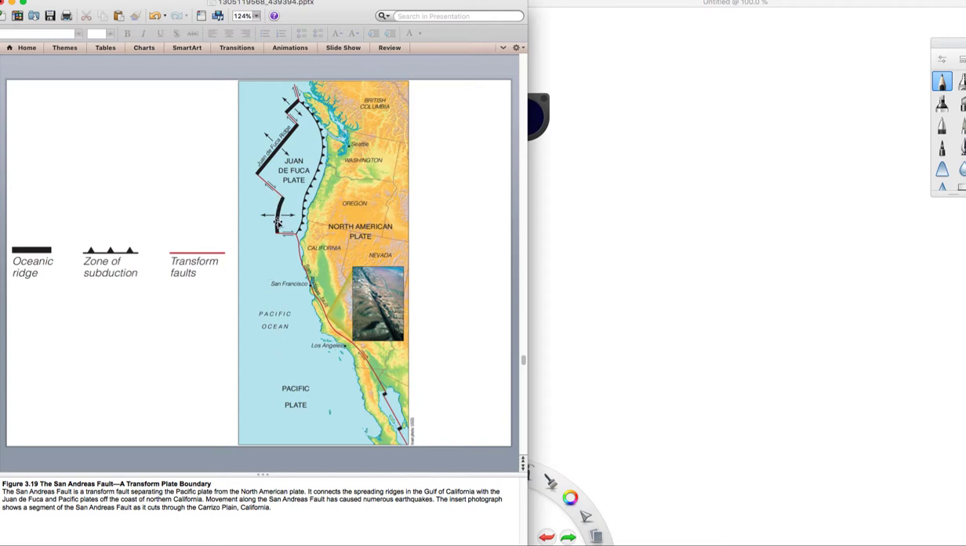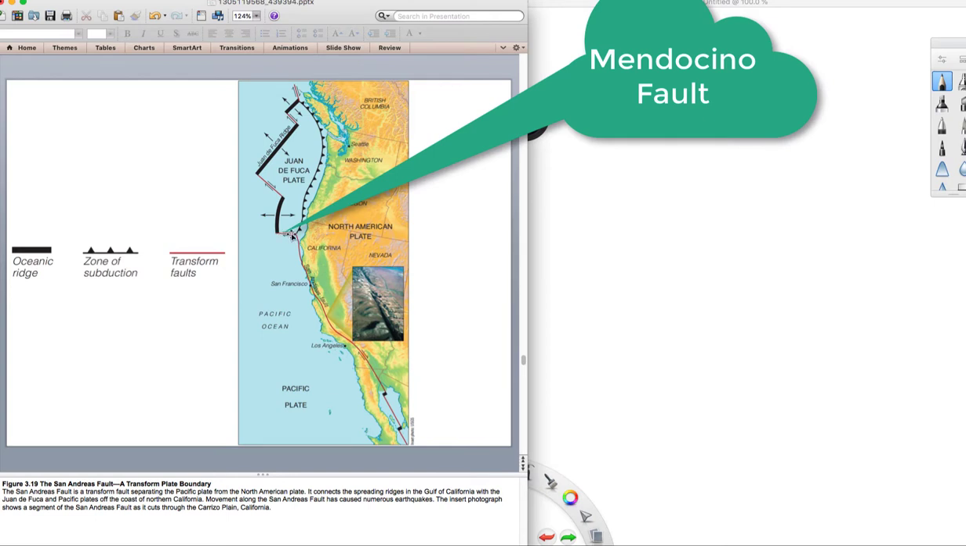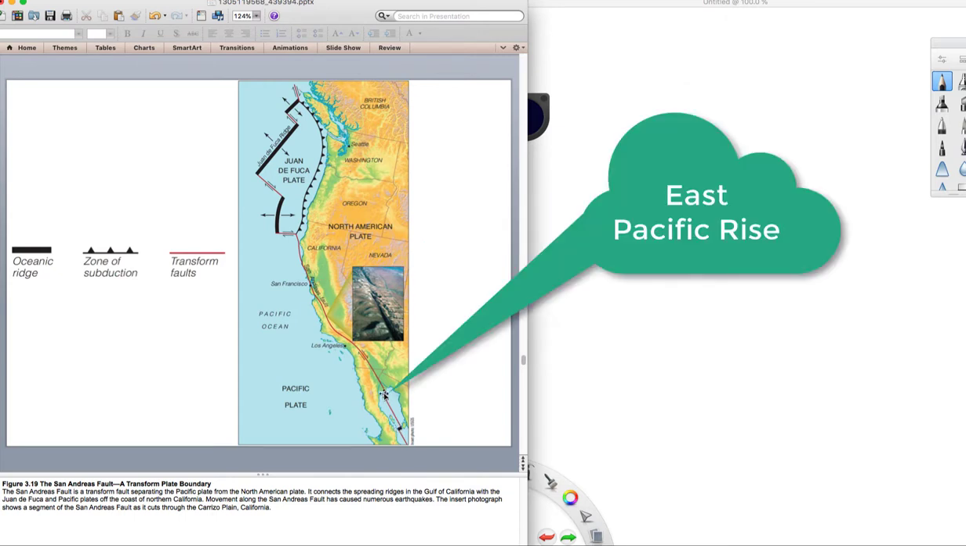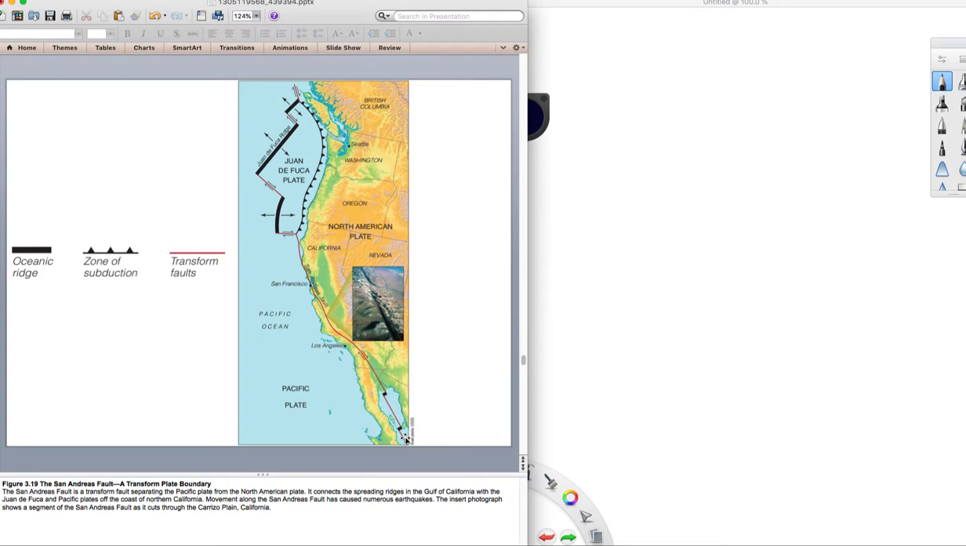But then from the Gorda Ridge, the mid-oceanic ridge, there's an offset. It's called the Mendocino Fault up here, but then the Mendocino Fault turns into the San Andreas. So the San Andreas would be a big transform fault, and then there's a mid-oceanic ridge down here. And this is part of the East Pacific Rise, that huge mid-oceanic ridge that goes all the way across the east side of the Pacific Ocean, right? So that's a giant mid-oceanic ridge. But you can see that the San Andreas Fault is a transform fault that's offsetting a mid-oceanic ridge, from the Gorda Ridge to the East Pacific Rise here.